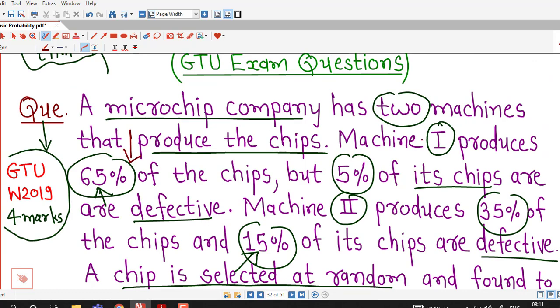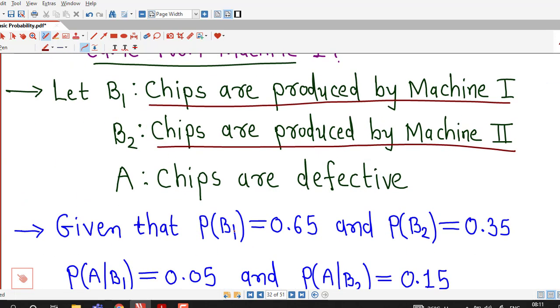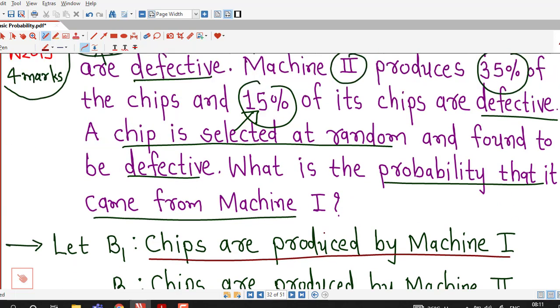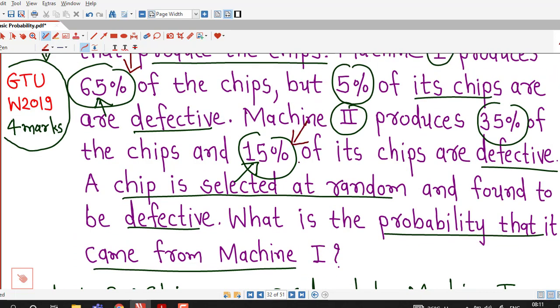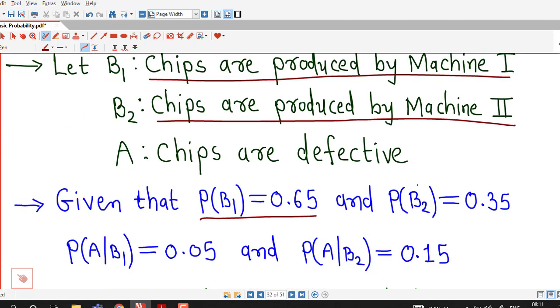It is given that 65% of the chips are produced by machine 1, so the probability of B1 is 0.65. And 35% of the chips are produced by machine 2, so the probability of event B2 is 0.35.